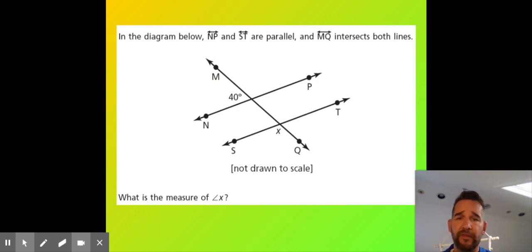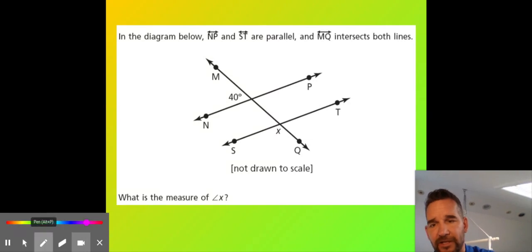Really important that somebody tells us that those are parallel. That way we now know that the relationships we discussed before do exist. Now, it says, what is the measure of angle X? When I look at that right now, I don't know any direct relationship between 40 degrees and angle X. But if I work my way around this diagram, I should be able to figure out what angle X is.